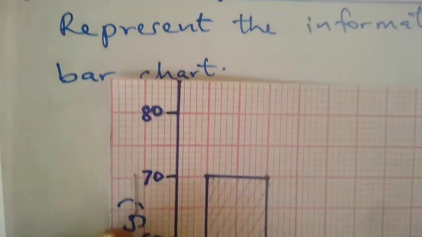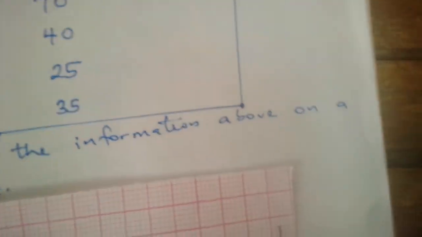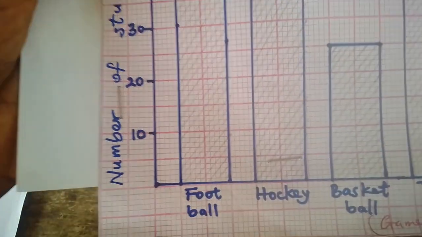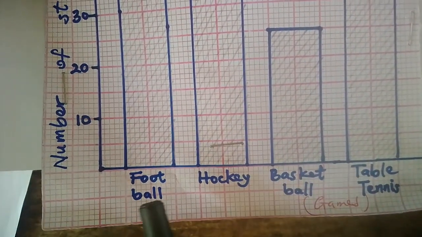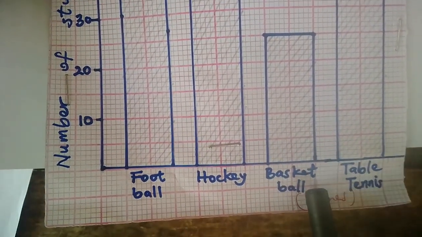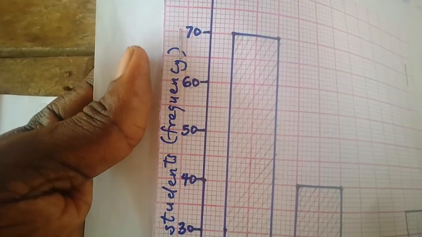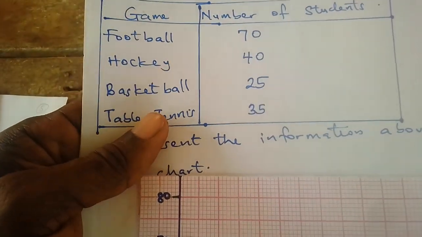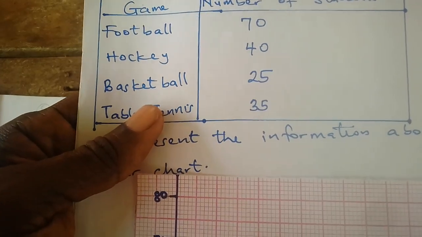Now, you know that whenever you are drawing your bar chart, so represent the information above on a bar chart. When you are drawing your bar chart, the horizontal axis, you use it to represent the different types of games. We have football, hockey, basketball, and table tennis. On the vertical axis, we are having the number of students. Now, from our table, how many students played football? You realize we are having 70 students.